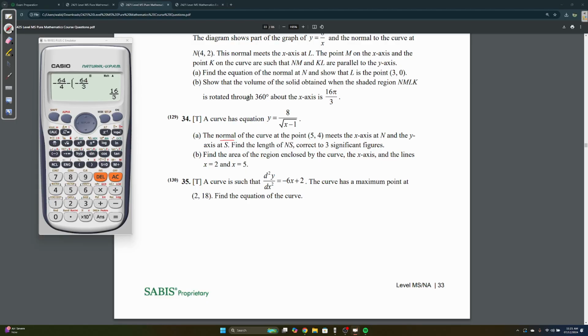Anyway, yeah, you have to find the equation of the normal by finding the slope first. How do we find the slope? We need to differentiate. Let's take our power up. It's going to be (x minus 1) to the power of negative half. We need to differentiate this.